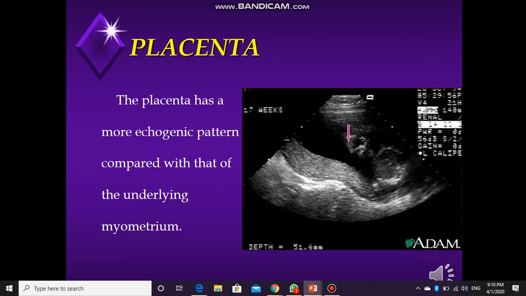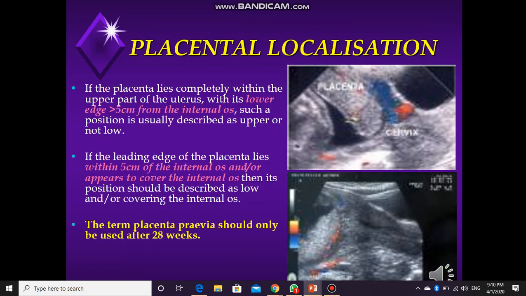For the placenta, the most important thing is that the placenta has a more echogenic pattern compared to that of the underlying uterus. And the most important is the localization relative to the cervix. If the lower edge is less than 5 centimeters from the internal os, we call it low placenta, or if more than 5 centimeters, we call it upper placenta or normal, but we don't say placenta previa unless after 28 weeks.